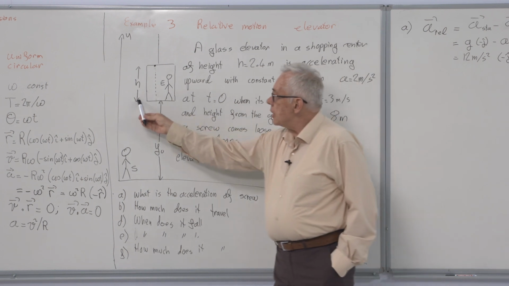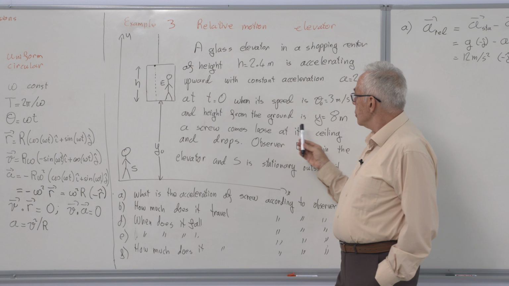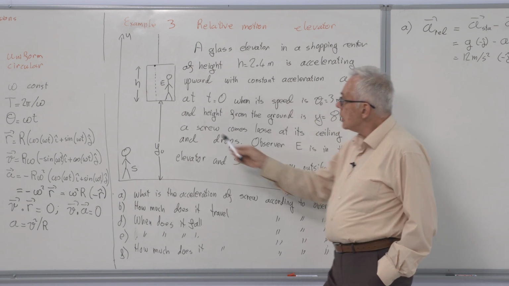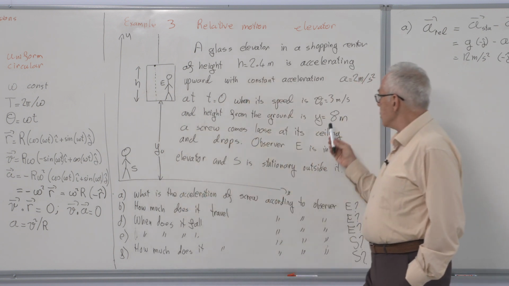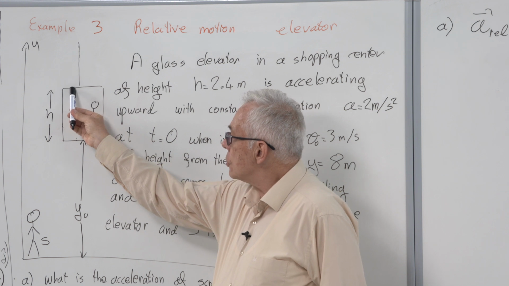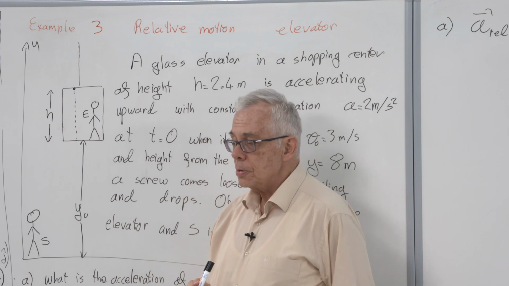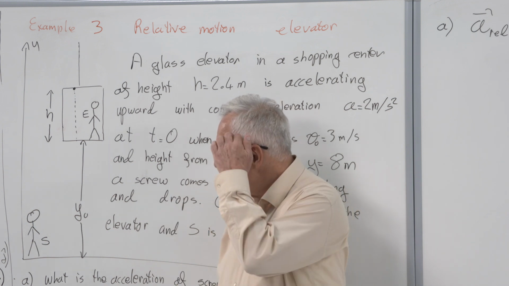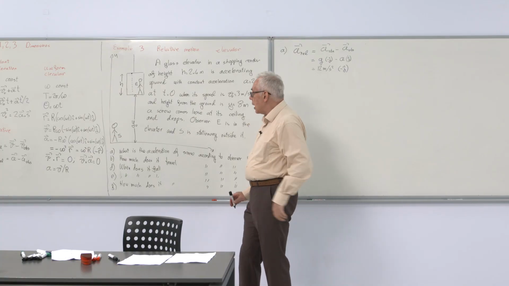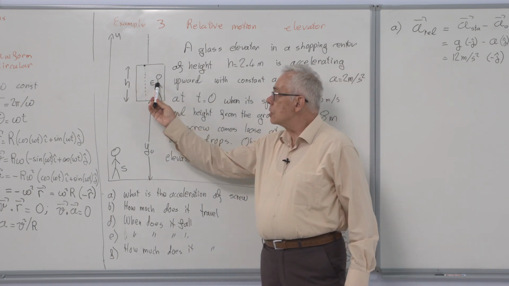The height of the elevator H is 2.4 meters, and at t equals 0, the elevator is moving upward with 3 meters per second. Its bottom from the ground is 8 meters, and just at this moment, a screw comes loose at the ceiling and falls. So we are going to investigate this story. Okay, the things we have to look at are, first, what is the acceleration of the screw according to observer E?